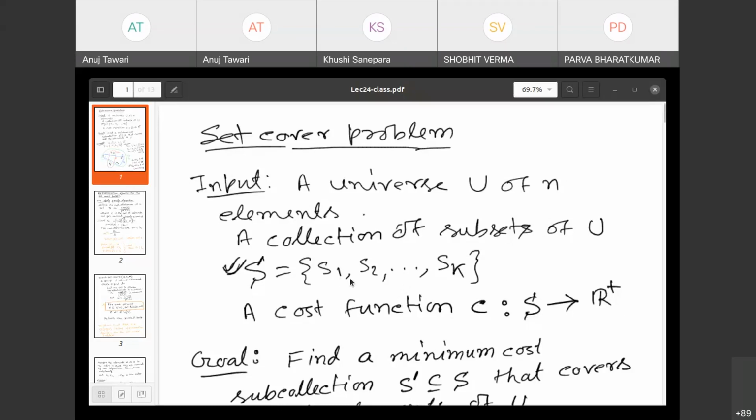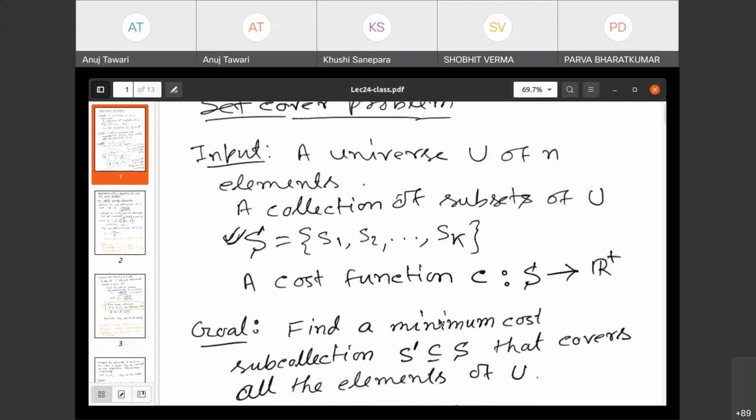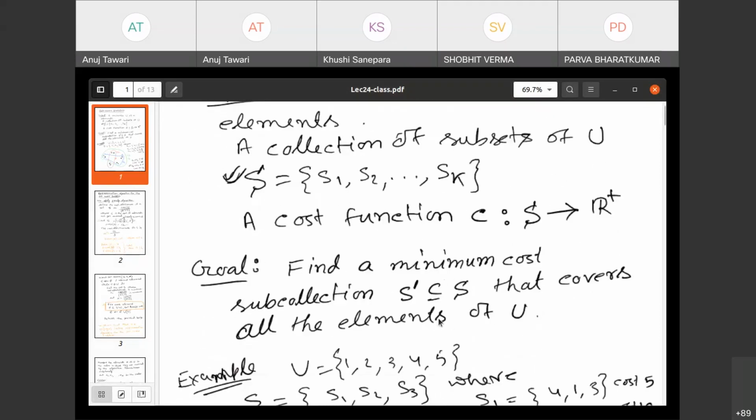So you are given the subsets S1, S2, up to SK, and you are given the costs of all these subsets. The goal of this problem is that you want to find a minimum cost subcollection. You don't have to pick all of these. You have to pick some subsets that cover all the elements of U.